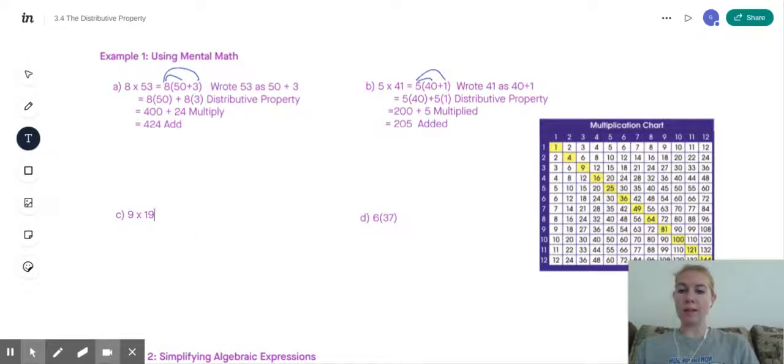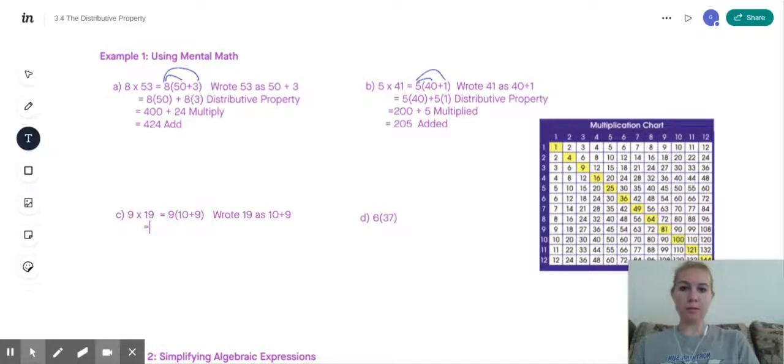Okay, let's go ahead and solve them together. So 9 times 19, I'm going to break 19 apart into smaller numbers. So I'm going to keep 9 the same, parentheses. Let's see, I know the 1 in 19 is really 10. And the 9 in 19 is really just 9. Okay, so what I did there is I wrote 19 as 10 plus 9.